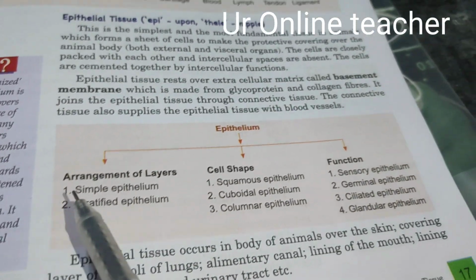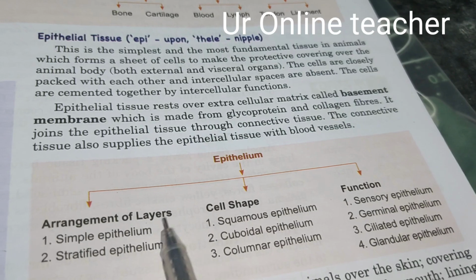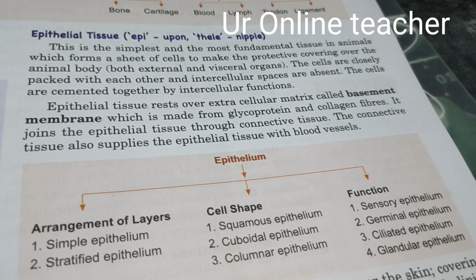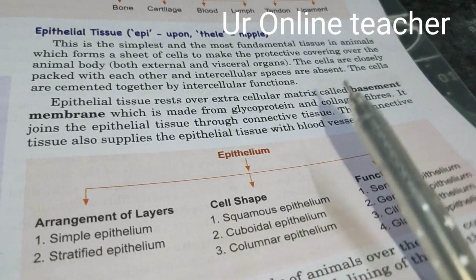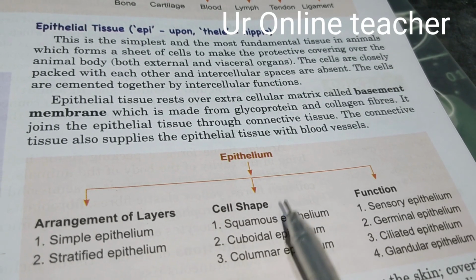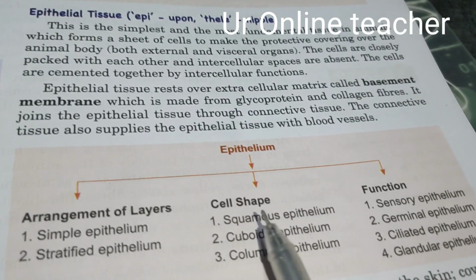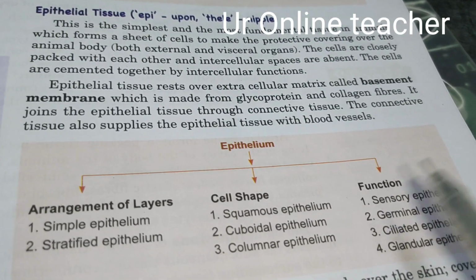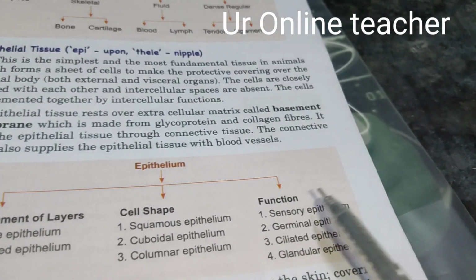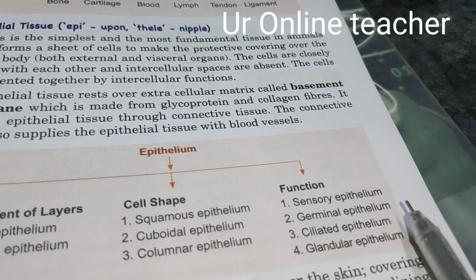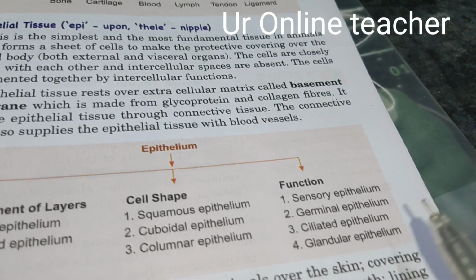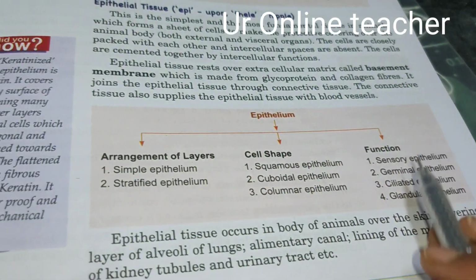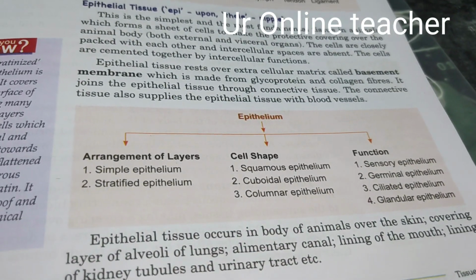Epithelium, depending on how the layers are arranged, is divided into simple epithelium and stratified epithelium. Next, depending upon cell shape, it is divided into squamous epithelium, cuboidal epithelium and columnar epithelium. Next, depending upon function, there are sensory epithelium, germinal epithelium, ciliated epithelium and glandular epithelium. So all these are the different types of epithelium depending upon function, shape or arrangement of layers.